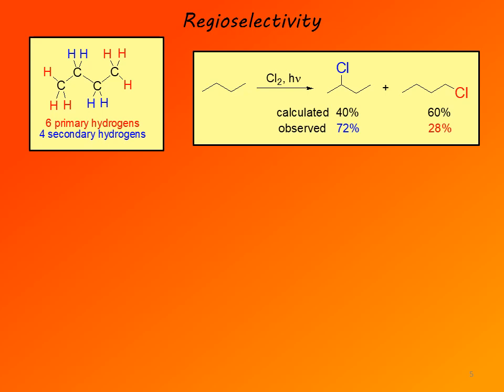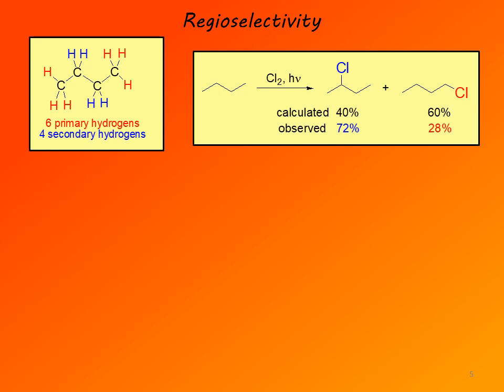The product that should be the minor product, 2-chlorobutane, which should be produced only in 40% yield, is produced in 72% yield. That's a noticeable difference. And of course, 1-chlorobutane should be major, but actually it's produced in only 28% yield. That means that secondary hydrogens are more reactive than primary. They are being replaced at a faster rate compared to primary. That's the only way we can obtain more 2-chlorobutane than 1-chlorobutane.